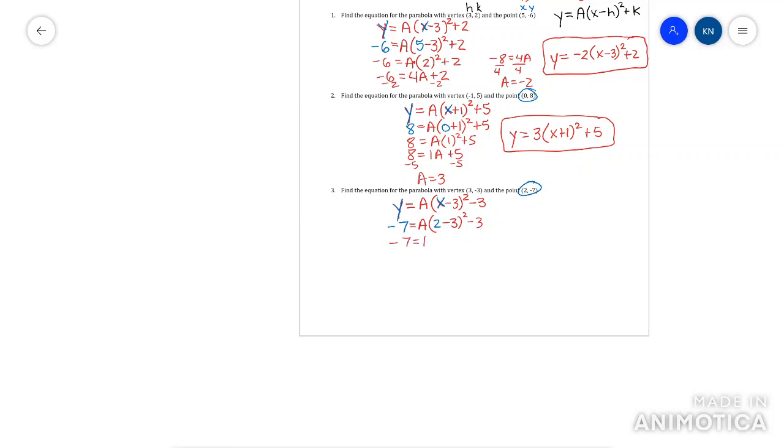So 2 minus 3 is -1. -1 squared becomes +1 times a. This is 1a. And then just add 3 to cancel that -3. And you get a, 1a, same thing, equals -4. So your final answer is y equals -4 (x minus 3) squared minus 3.